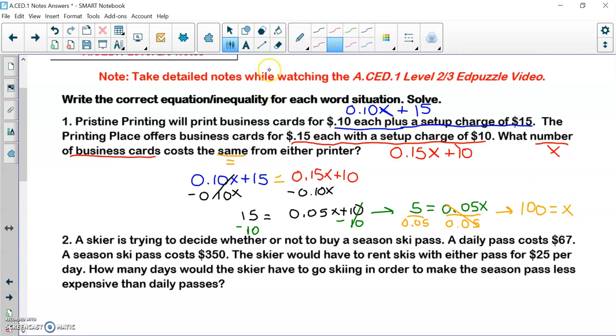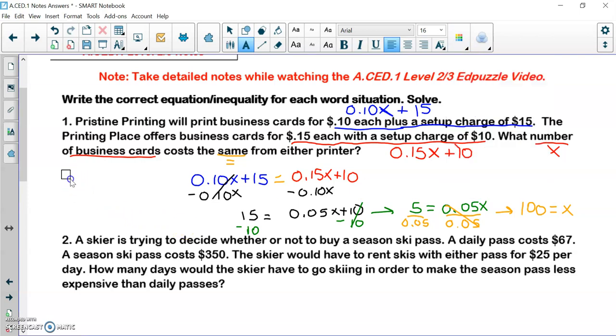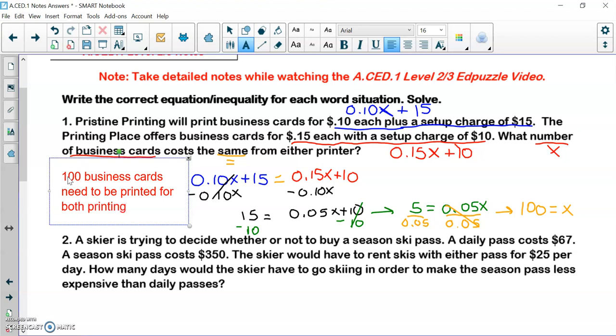And so we're going to write our answer in a sentence here, because when we're answering word problems, we want to make sure that we have our answer clearly labeled and thought out. So 100 business cards need to be printed for both printing companies to cost the same.